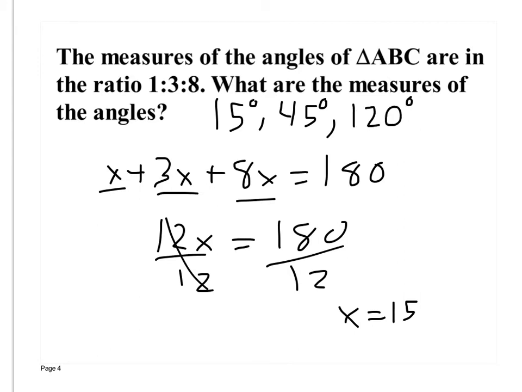Now, before you answer, before you circle it, check your answer. How can I check my answer? Add them all up, see if they equal 180. 15 plus 45 is 60. 60 plus 120 is 180. So I know these are the 3 angle measures.